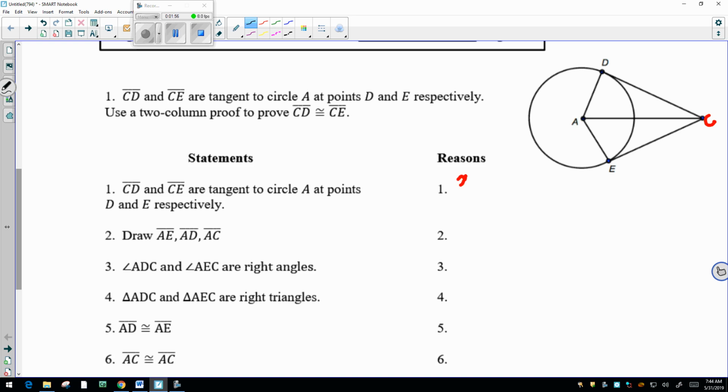That's our given. Remember, you're always starting your proof off with your given. And then it's telling us to draw in. So if these weren't here, they're saying, well, we're going to draw in AE, we're going to draw in AD, we're going to draw in AC. I already did that for you, so we had the picture. And our reason here is through any 2 points, there is a line.